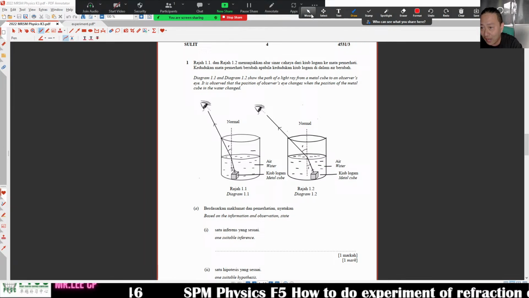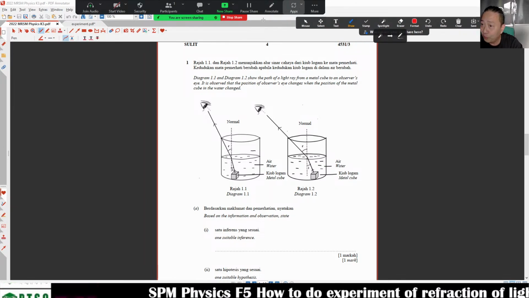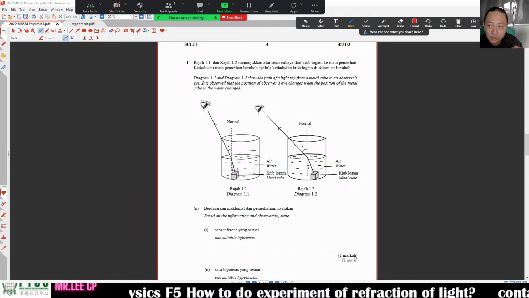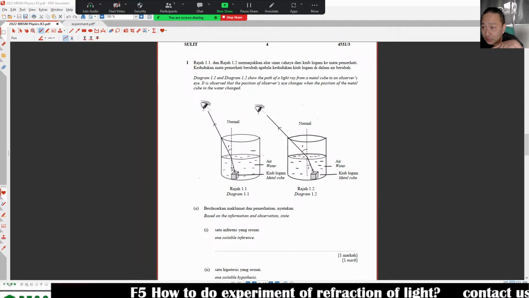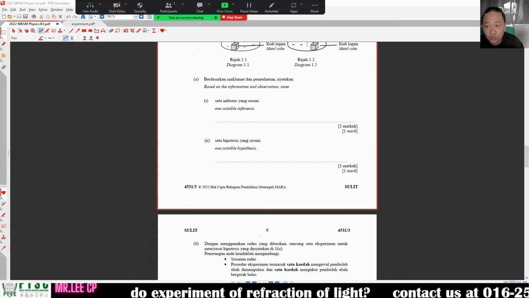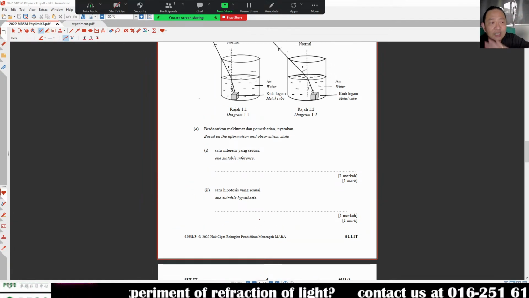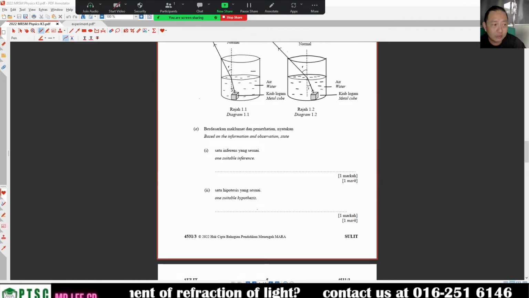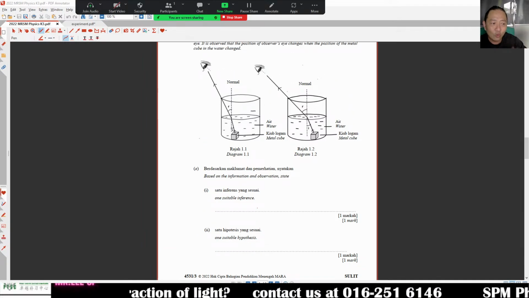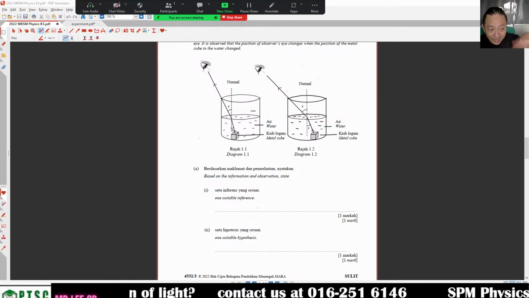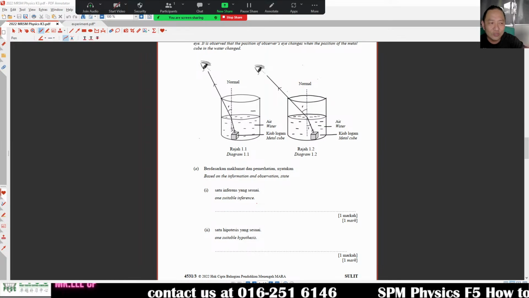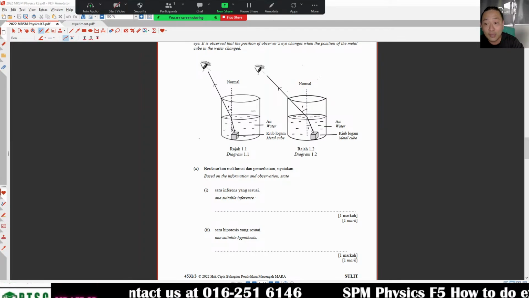Now come back to how to do it. To be honest, if the question is like this, they don't give you the procedure. You want to do denser to less dense or less dense to denser, up to you. Because I and R are the same thing. I explained in detail to you yesterday. I and R will be the same thing, you just need to decide which one is big and which one is small.